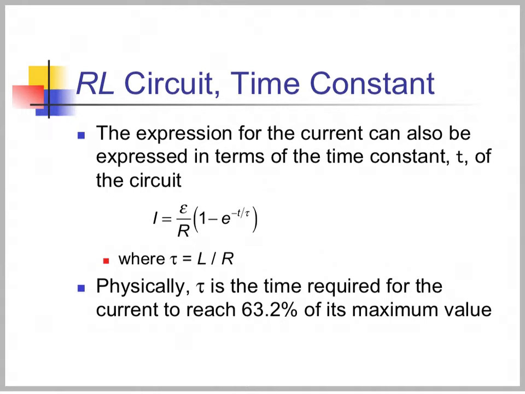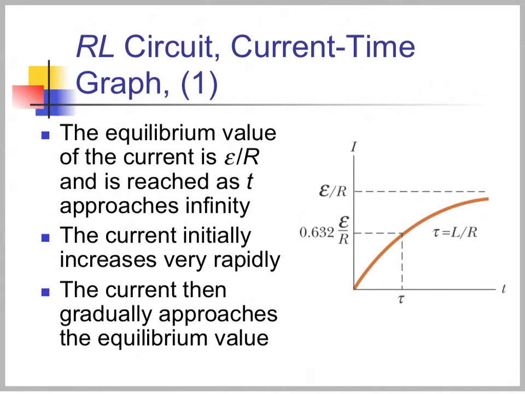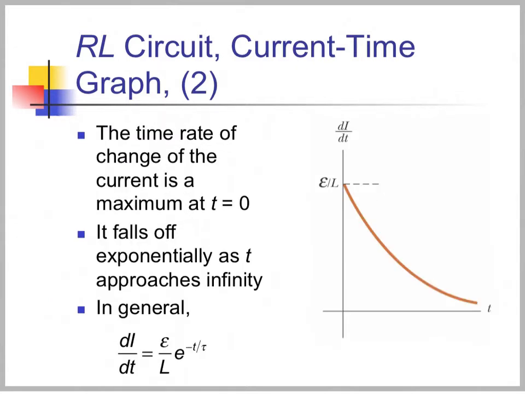So if I were to graph what this looks like, the equilibrium value of the current is E over R, just what we would expect, and is reached as t approaches infinity. So the current initially increases very rapidly, and then gradually it begins to approach the equilibrium value. The time rate of change of current is a maximum at t equals 0, and it falls off exponentially as t approaches infinity. In general, the time rate of change of current is E over L times E to the minus T over tau.